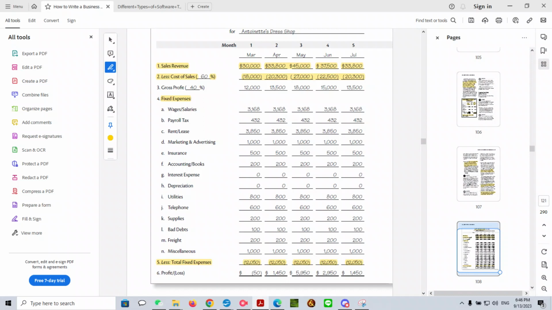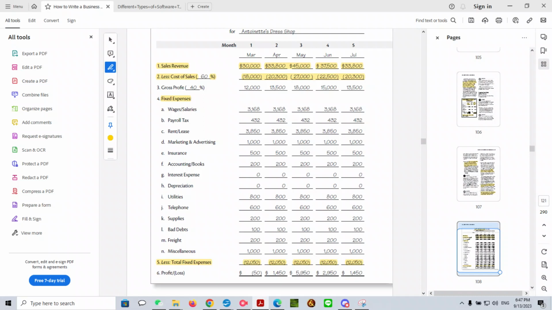Same thing. You take your gross, so March, you took 12,000, you minus 12,050, loss of 50. April, gross profit was 13,500. We subtracted 12,050. We have a difference of 1,450. That's profit. Same thing in May. Gross profit 18,000. Subtract total expenses of 12,050. What do we have for a difference? Oh, the difference is $5,950. Just do the simple math. Gross profit minus total fixed expenses equals profit or loss. In June, 15,000 minus 12,050 equals 2,950.